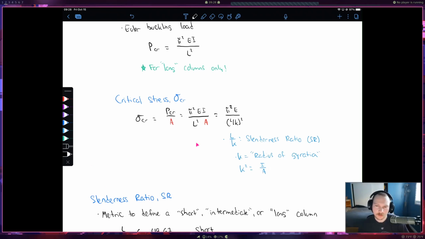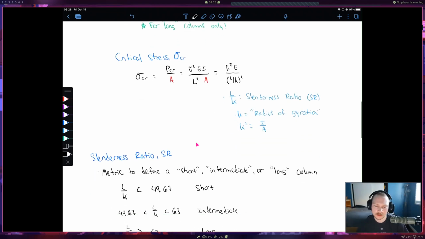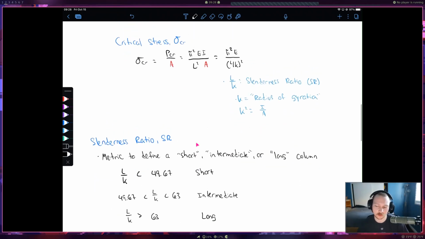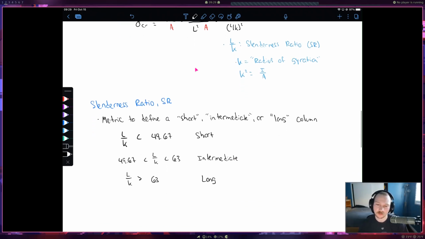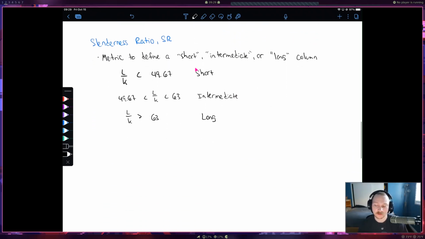We still need to talk about short columns and intermediate columns, so how can we find the critical stress for those? That'll be later on. But before we get there, we need to talk about end supports. We want to find the critical stress not only for a long column, but also think about the end supports we have, whether it's pin-pin, fix-pin, or fix-fix, because these end supports are going to drastically affect when our column fails.